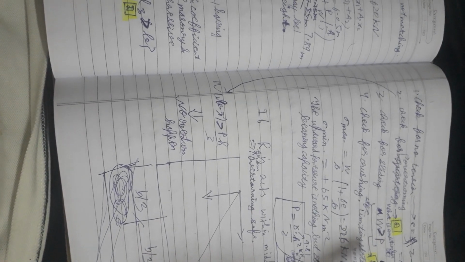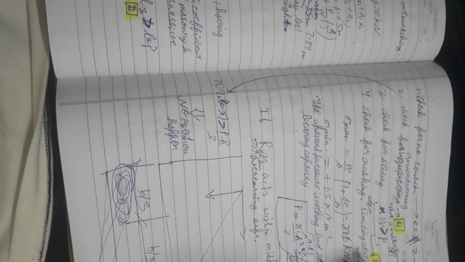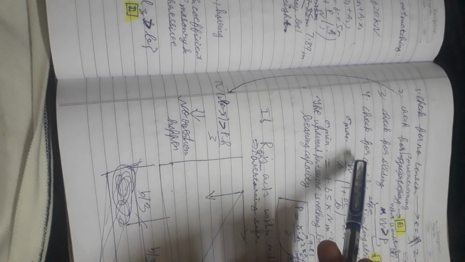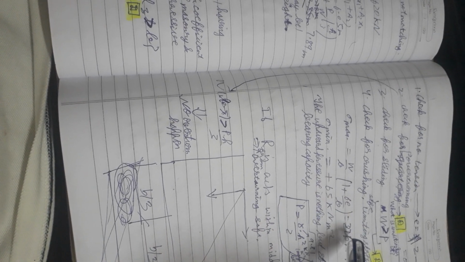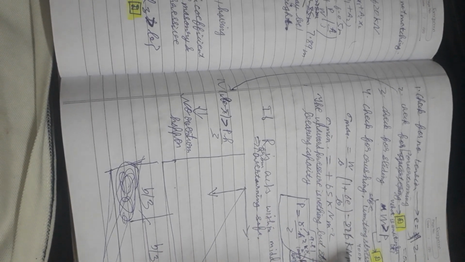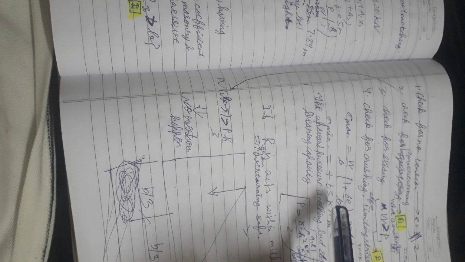Check for crushing. Limit stress is equal to 400 kN per meter square. Sigma maximum is equal to W by B into (1 plus 6e by B), which is equal to 276 kN per meter square. Sigma minimum is equal to plus 65 kN per meter square. The upward pressure is nothing but the bearing capacity.